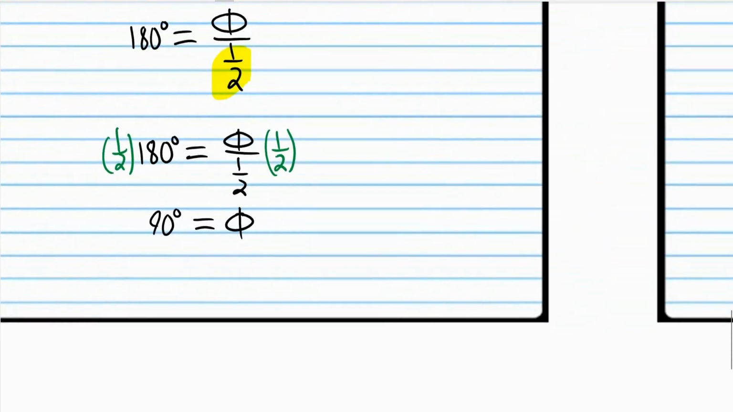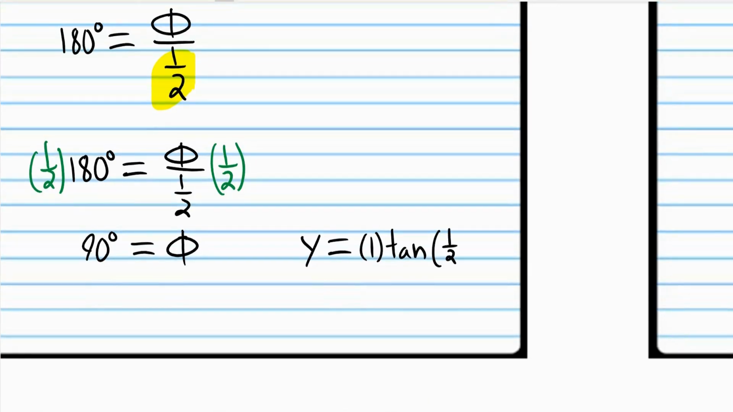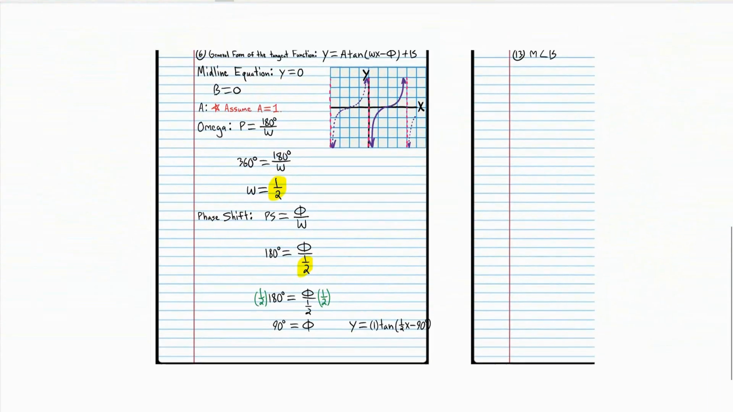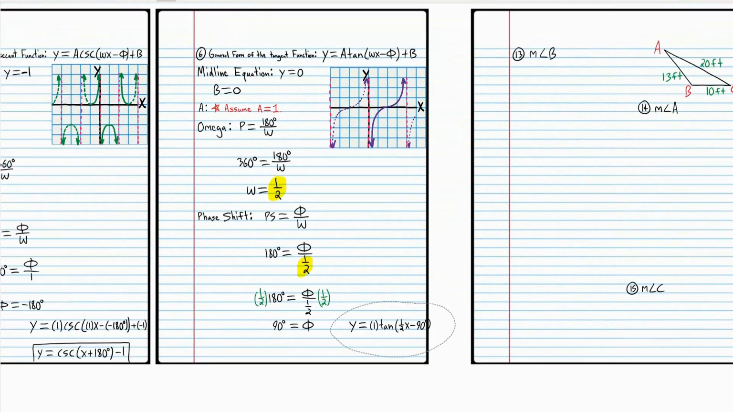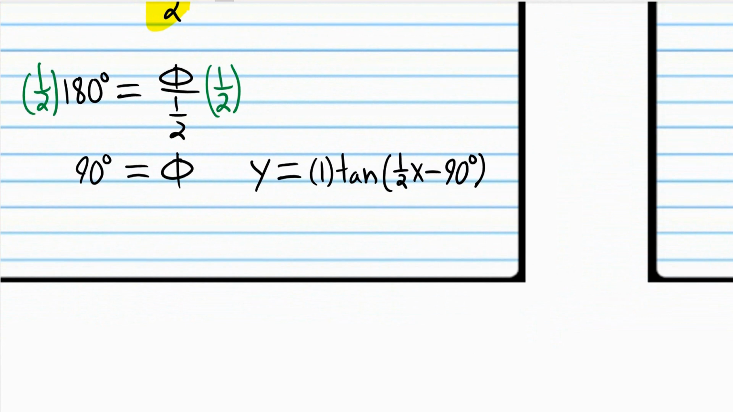So y is equal to a, which is assumed to be 1 for the problem, times tangent. Omega is 1/2. Omega times x minus phi, which in this case is positive 90, plus b, and b in this case is 0. We found that b is 0 in the first step. So plus 0, and let's write the final form. And there you go.